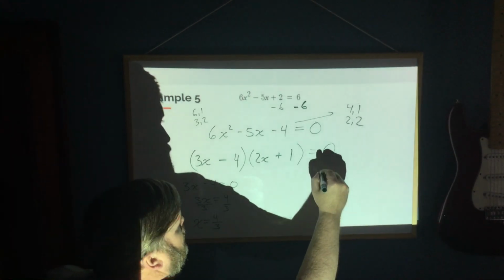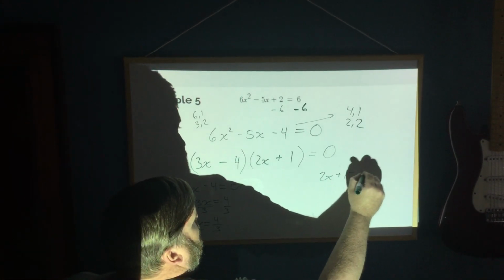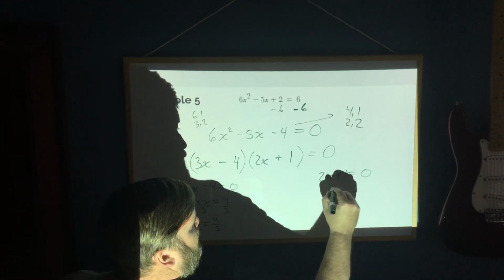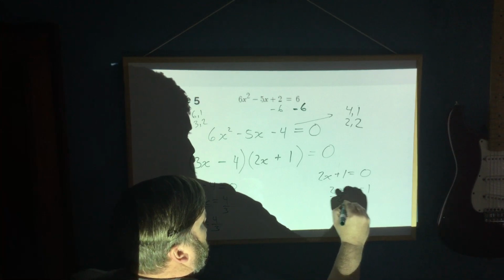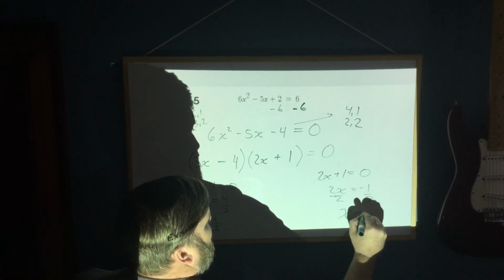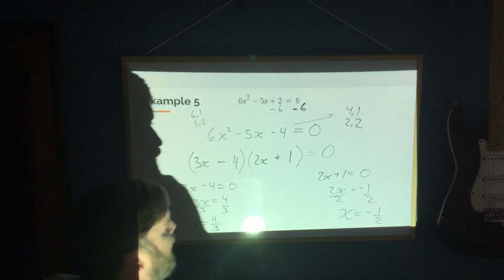And then 2x plus 1 equals 0. Well, transpose that over. I get 2x equals negative 1. Divide both sides by 2. And x is negative 1/2.